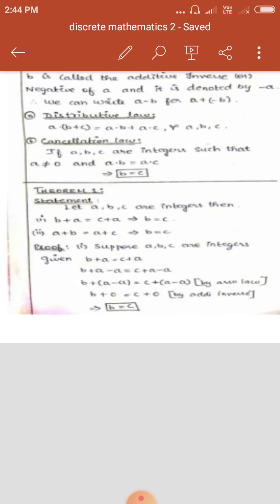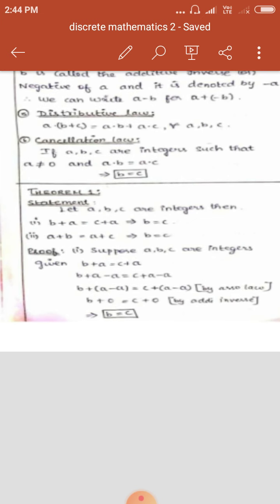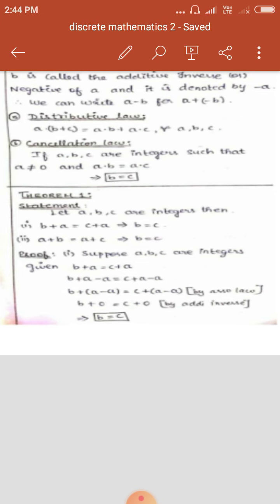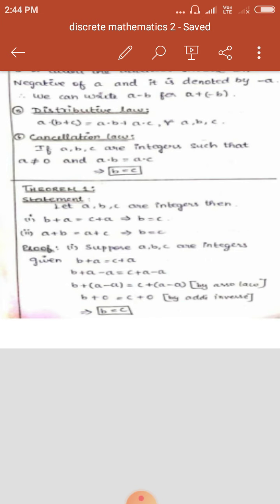Next one, see the theorem. If A, B, C are integers, then B plus A is equal to C plus A implies B is equal to C. And second one, A plus B is equal to A plus C implies B is equal to C. We have to prove this. This theorem comes under the cancellation law. Suppose A, B, C are integers. Let us take the first step. We have to prove the first condition.